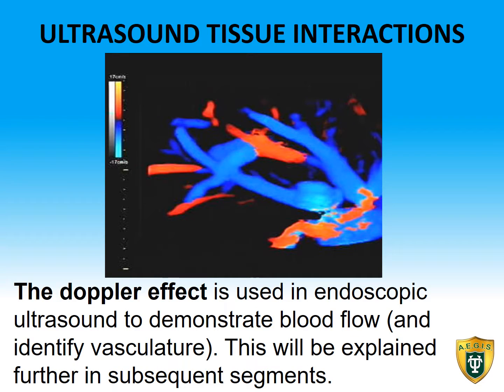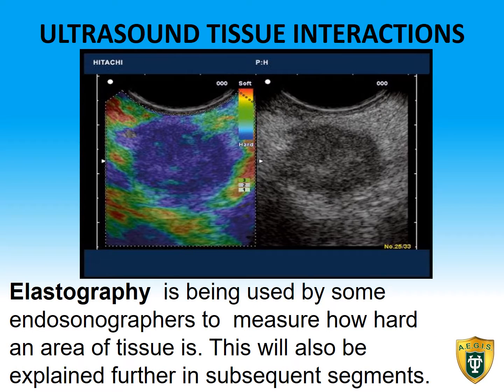The Doppler effect is used in endoscopic ultrasound to demonstrate blood flow and identify vasculature. This will be explained further in subsequent segments. Elastography is being used by some endosonographers to measure how hard an area of tissue is. This will also be explained further in subsequent segments.